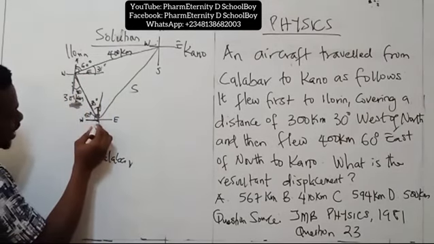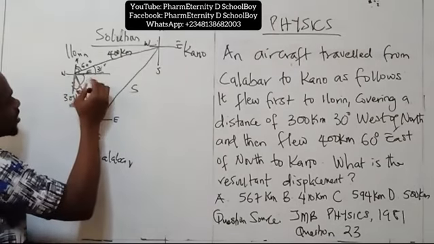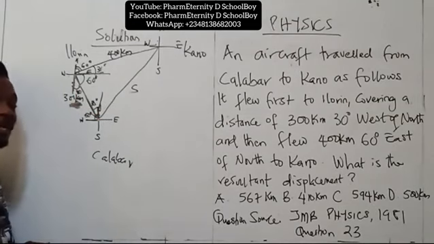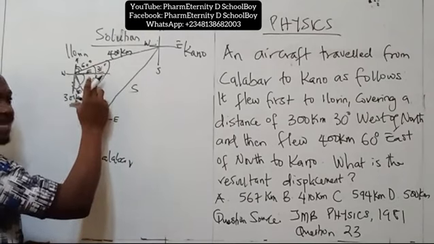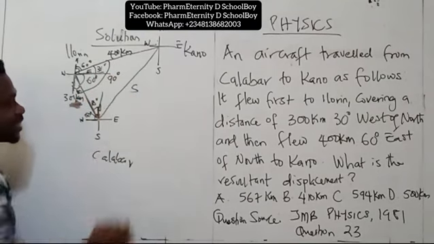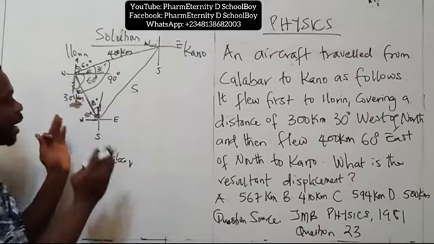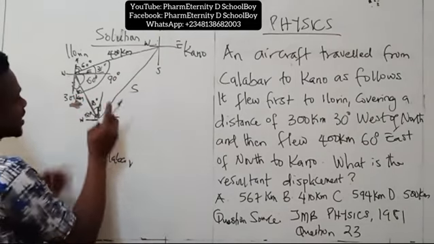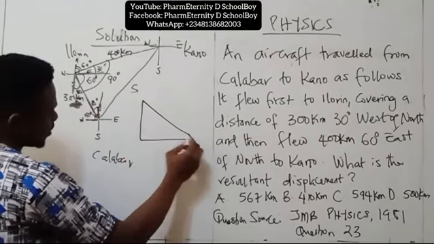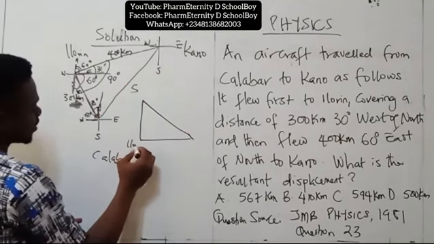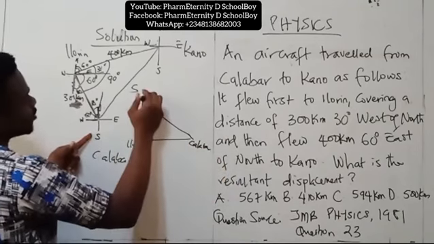This angle here and this angle here are also alternate. So here is 60 degrees. So what it implies is that this angle is 30 degrees plus 60 degrees, which is 90 degrees. This is a right-angled triangle, but here is 90 degrees. So I can bring out this triangle now, and we have something like this. Here is Ilorin. Here is Calabar. Here is Kano.